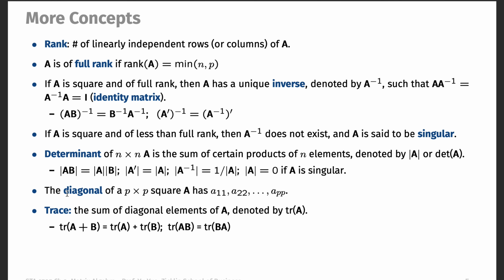The diagonal elements of a P by P matrix are obviously A11, A22, up to APP. Trace is another operation that we may deal with. It is the sum of the diagonal elements, typically denoted by trace A. The trace of A plus B is trace A plus trace B. Trace AB is the same as trace BA. So for trace and determinant, for now, I don't want you to get hung up on those two concepts. But the rest I want you to understand fully.